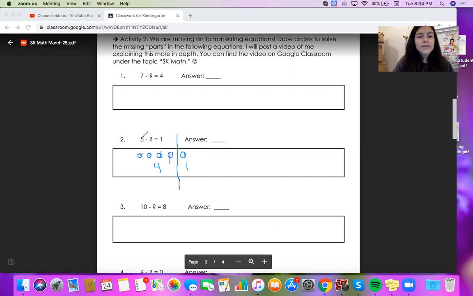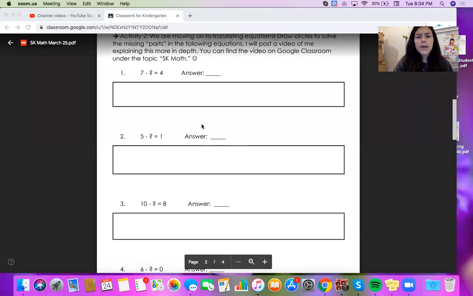4 and 1 make 5. So it's saying 5 minus something equals 1. Well, if 1 is on this side, then that means that 4 must have been taken away for 1 to be left over. Okay, so the answer for this one is 4. Let me clear that.